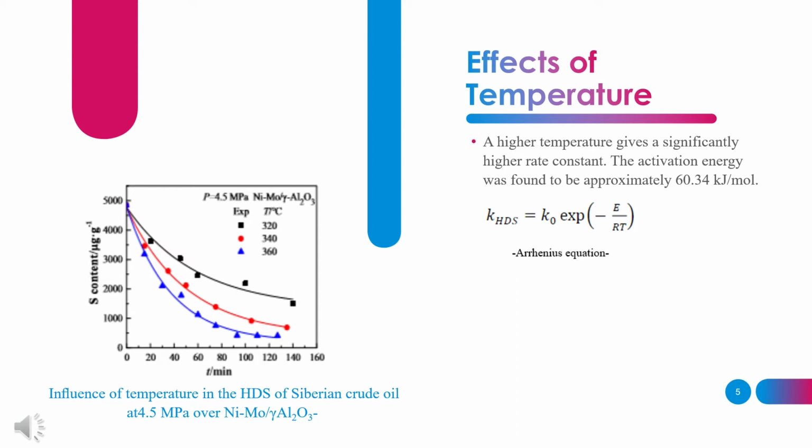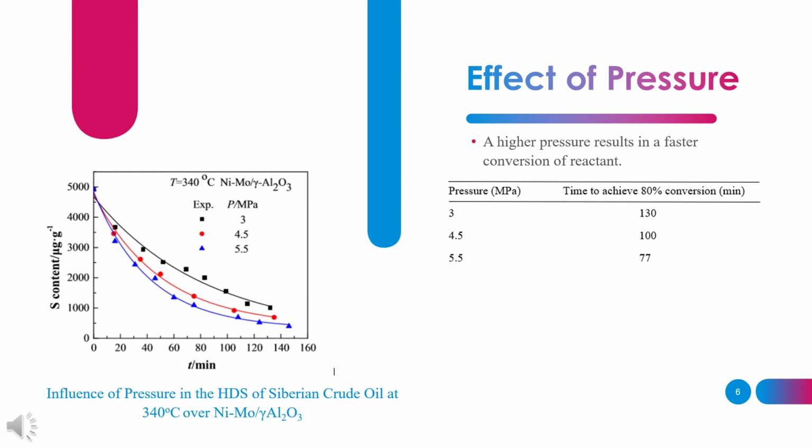Next, we study the effects of temperature. A higher temperature gives a significantly higher rate constant. The activation energy was found to be approximately 60.34 kJ per mole. We are using the Arrhenius equation to find this activation energy. The graph below shows the influence of temperature on our reaction. As time proceeds, with increasing temperature, the sulfur content becomes much lesser in a faster time.